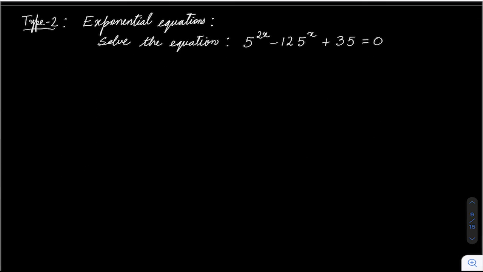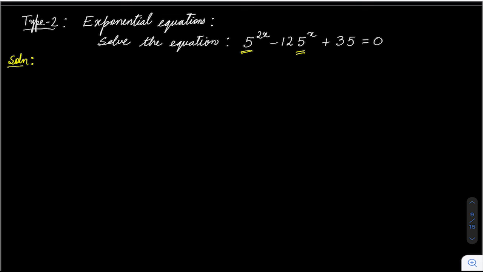Okay, so that is my type 1. Now what is my type 2? Now type 2 is more important. What is type 2? They will give you some exponential equations. So for example, I have taken one example. So solve the equation. They have given 5 power 2x minus 12 into 5 power x plus 35 equals 0. So now we can see, because this is an exponential function, this equation becomes exponential. So we have to solve this. Basically, we need to find the value of x.